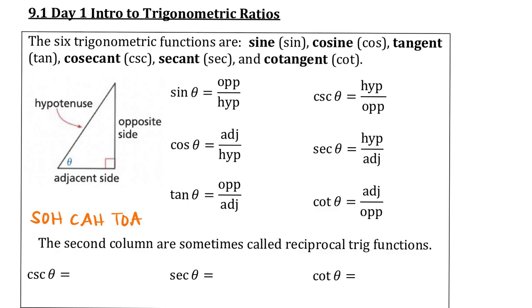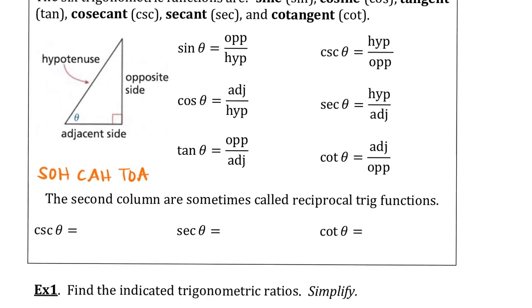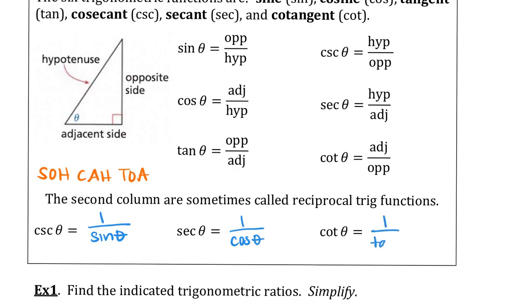Okay, the second column are sometimes called reciprocal trig functions. And that's because we saw that cosecant was the reciprocal of sine, and sometimes we write that as 1 over sine of theta. For secant, that's a reciprocal of cosine, so we say 1 over cosine theta, sometimes when it's convenient. And then for cotangent, it was the reciprocal of tangent, so that's going to be 1 over tangent theta, and they're called reciprocal functions because they are the reciprocals of the 3 main trig functions.